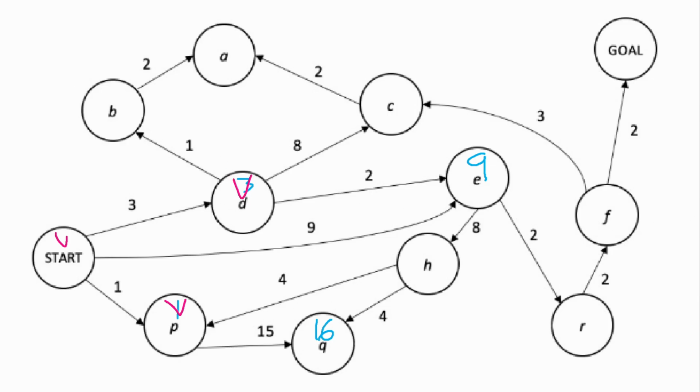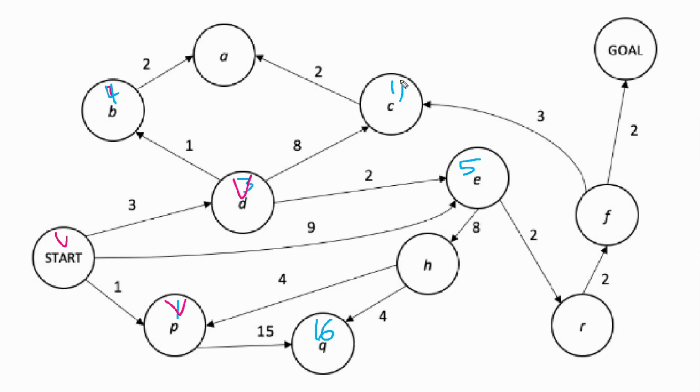We're going to look at its fringes. So we have 1, which would make this, that should be blue, sorry, 4. And then this one, which would be 11. And then also E here would get updated to be 5. So we're going to change this one, 5.